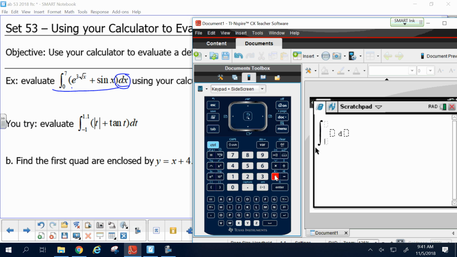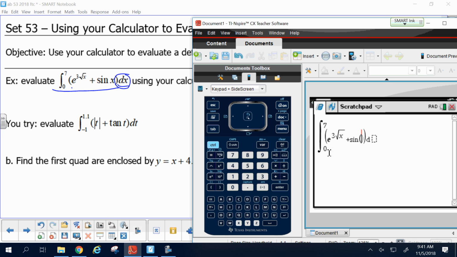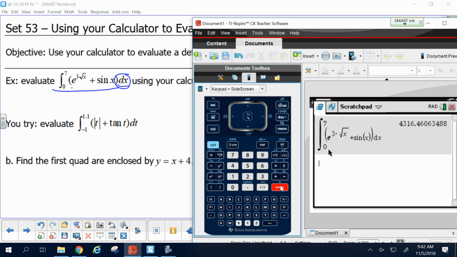Shift is right here next to Control, plus obviously. First type in the limits of integration, 0 to 7. Then the integrand, e to the 3 root x. Get out of the root by scrolling over, plus, get out of the exponent by scrolling over, plus sine of x. Make sure you get out of parentheses appropriately. dx, I feel like that's all. Hit enter. And 4,316.4606.